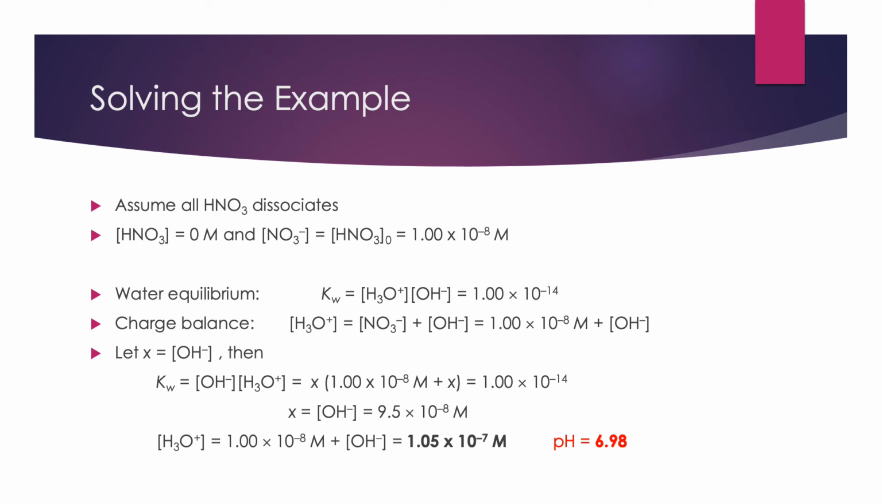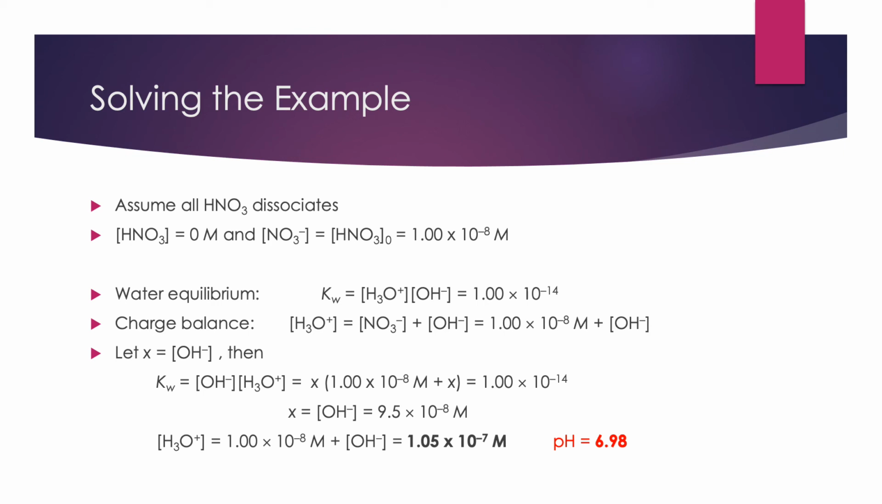Well, we're going to assume that all the HNO3 dissociates. That means there's no undissociated nitric acid left in the solution, and that's actually a pretty good assumption. So the nitrate ion has to be equal to the initial concentration of the nitric acid, which was given as 10 to the minus 8 molar. That's the only place the nitrate can come from. It doesn't come from water or anything else. All we have in the solution are nitric acid and water. So all of the nitrate had to come from the nitric acid that dissociated, and we've already solved for that concentration.